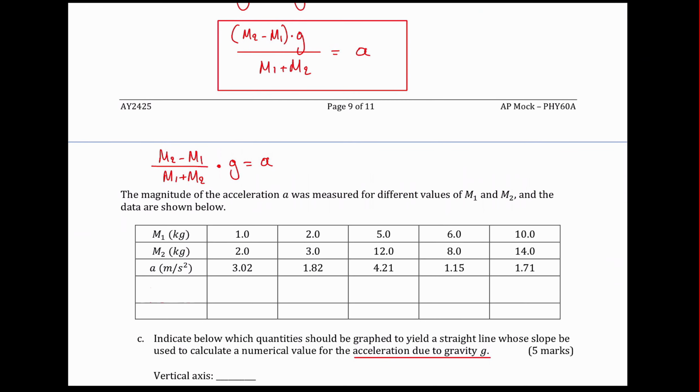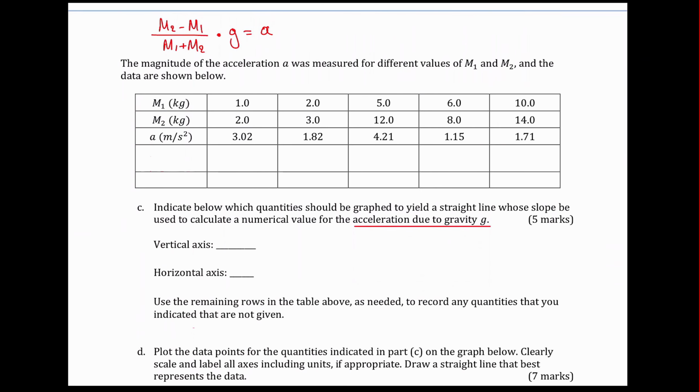And again, we need to use this in order to create a graph that the slope will be equal to g. We know that the slope is rise over run. So we need the slope, something over something, to be equal to g. So basically, first we will leave the g alone. So we'll say that the g is equal to acceleration multiplied by (m1 plus m2) divided by (m2 minus m1).